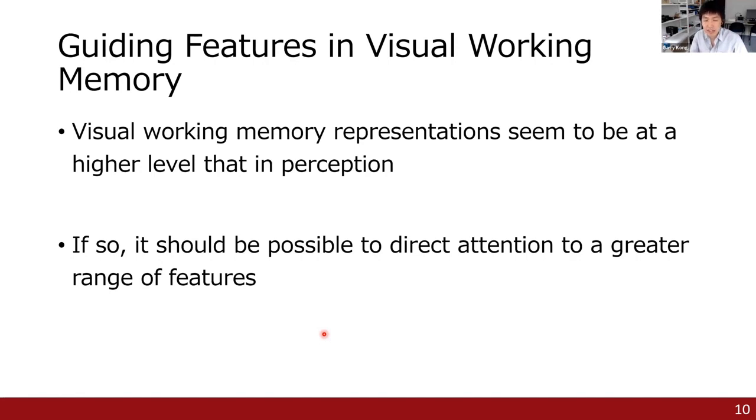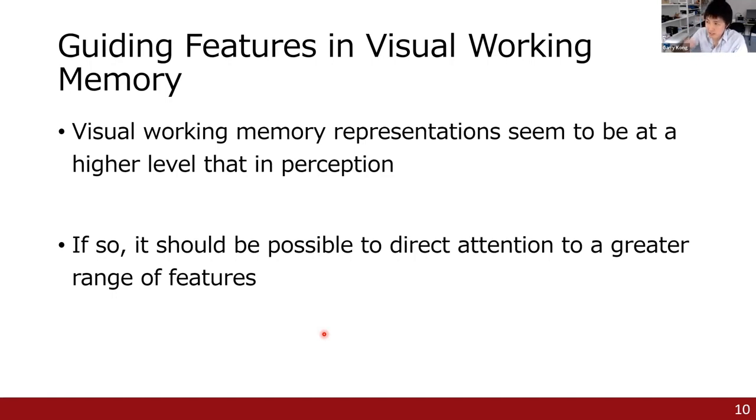to use higher level features, because, searching for higher level features, for example, things that look like a cat is a high level feature. That's impossible in perception because it's predominantly feature-based. Now that object-based representations are closer to the surface in visual working memory, it should be possible to direct attention to a wider range of features instead of just the normal 5 that I mentioned before.